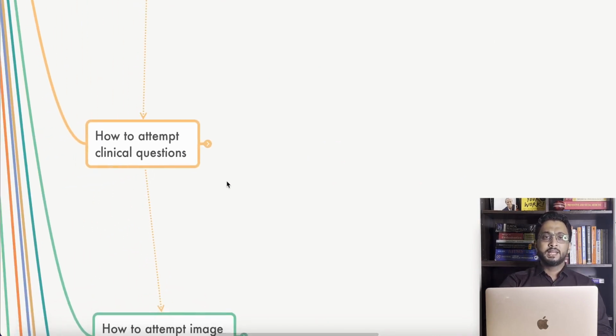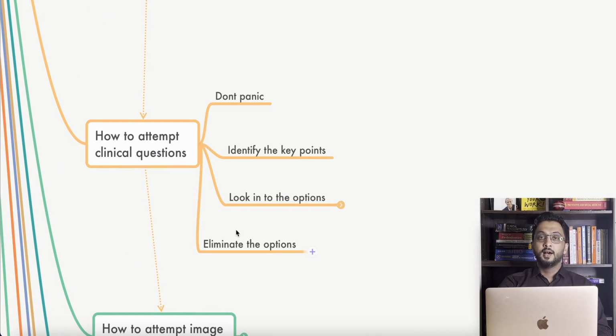Now, how to attempt a clinical question? This is what we are doing, a series of clinical question discussions. First thing is, don't panic. You see a clinical question, don't panic, because at least 20-25 clinical questions will most probably be there.